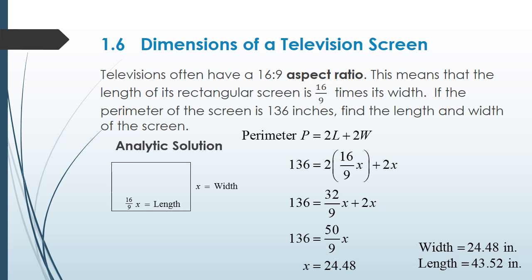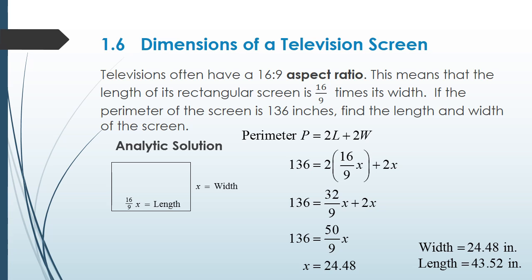Here's our solution. Notice we have a sketch, we have a rectangle. The length is 16/9 times x, while the width is x. We also have a formula to use, and that's our perimeter formula. Perimeter is twice the length plus twice the height. Now we know from the problem that the perimeter is 136 inches, so we put that in place of P. We know from our diagram and the information given that the length is 16/9 times x, and the width is x. So we put those quantities into our equation, and then we solve it.